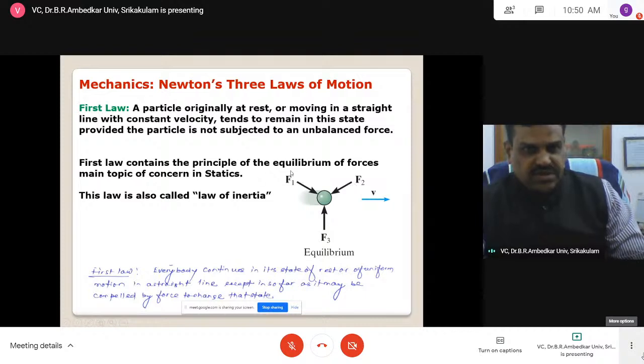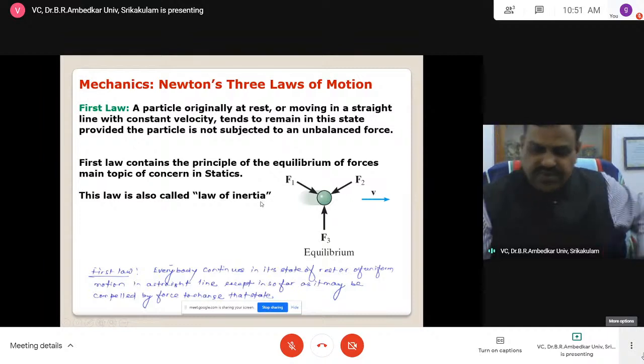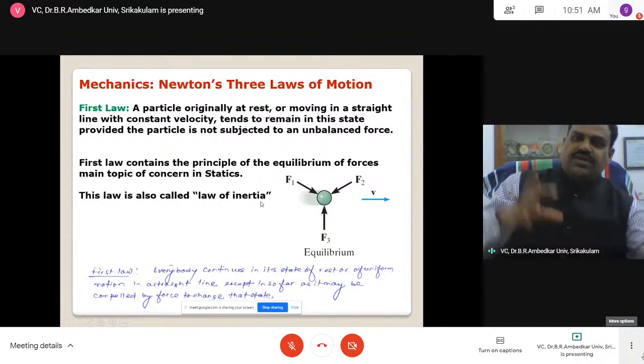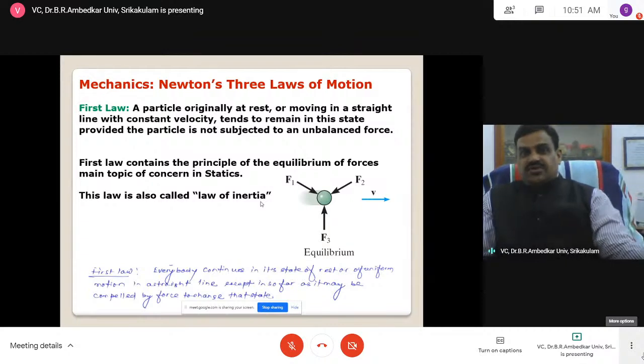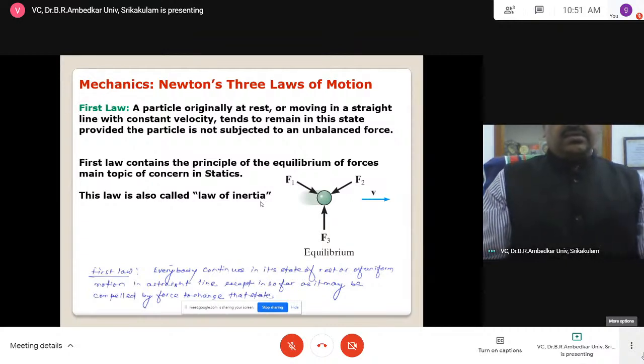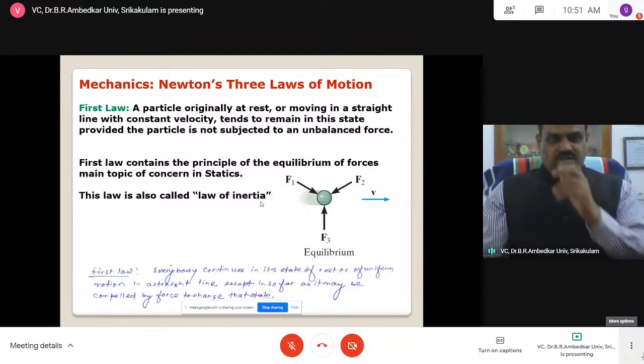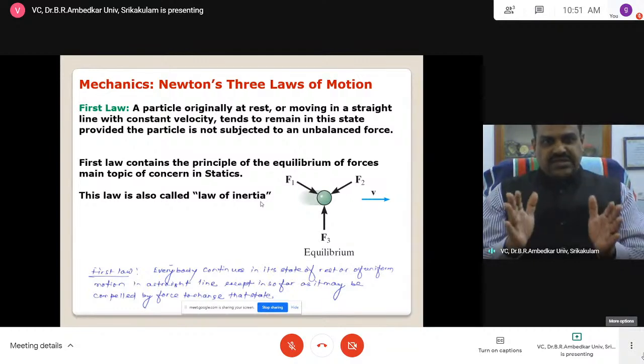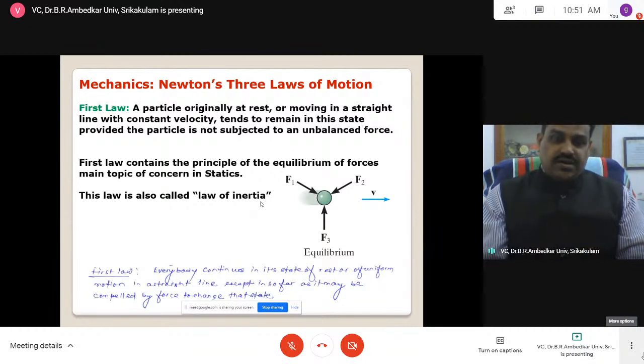In other words, it is equilibrium of forces. It deals with topics concerned with statics. No dynamics here. But inertia is defined here, the law of inertia. Inertia is also defined from the first law. So this is the limitation of the first law. The first law deals with problems in statics, that means the body at rest, that is velocity 0, or a body in motion where the motion is uniform, not non-uniform motion.